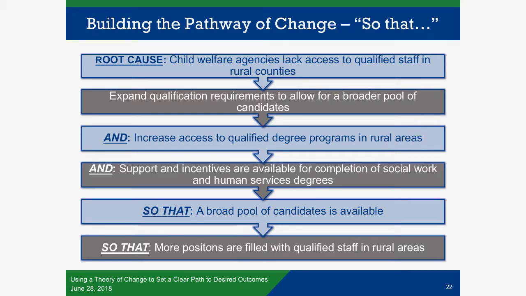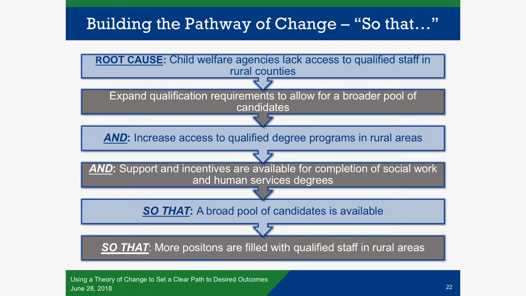The so-that method is sometimes helpful for teams to visualize that each causal link is dependent on the one before it, and can illustrate when there are two causal links that may need to happen at the same time by replacing the connector so that with and to show that the two links occur at the same time. Building the pathway of change, so that approach.